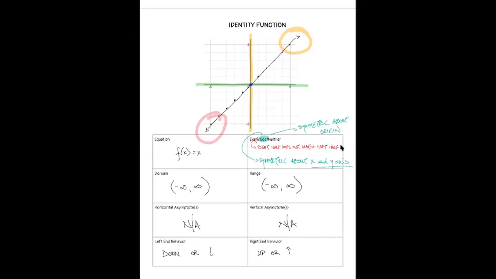Any questions on the identity function? The origin and the center point is the same for this function, but if we think about our exponential or log one, it's not the origin for those. So sometimes it is the origin, sometimes it's not.